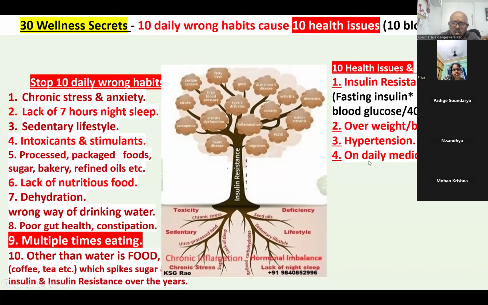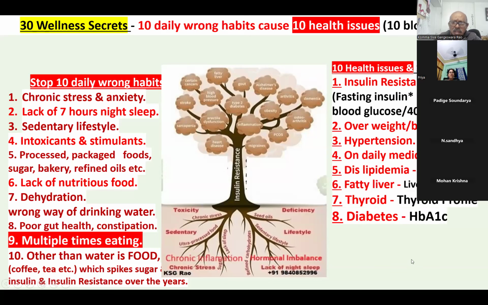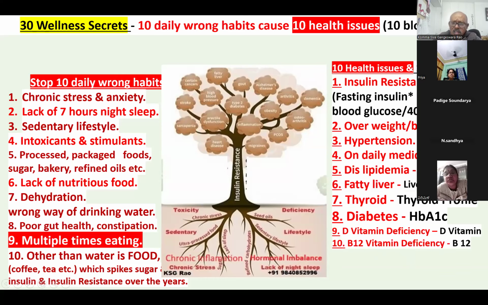People will get overweight and belly fat. Hypertension. On medication, whatever is the problem, if you are on a daily medication, you are in trouble. Cholesterol, high cholesterol, fatty liver, thyroid problem, then diabetes, pre-diabetes, vitamin deficiency, B12 deficiency. These are the 10 health problems. That's what I am telling all of you, to find out where you are. Out of 10 problems, what do you have? I have seen, friends, a lot of people have got 7, 8 problems. Somebody is overweight, somebody has got BP on medication, fatty liver, thyroid, diabetes, vitamin deficiency and all that.